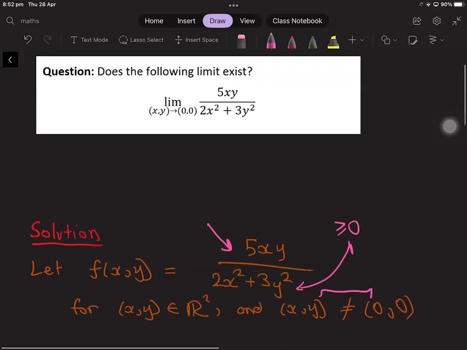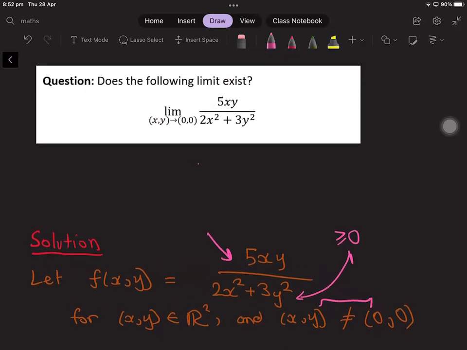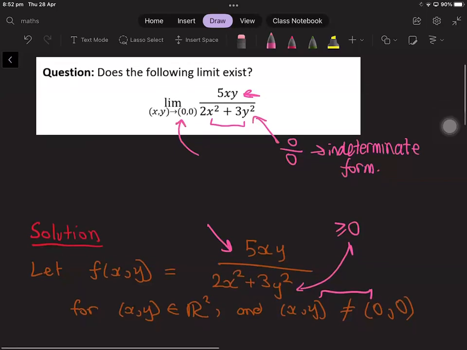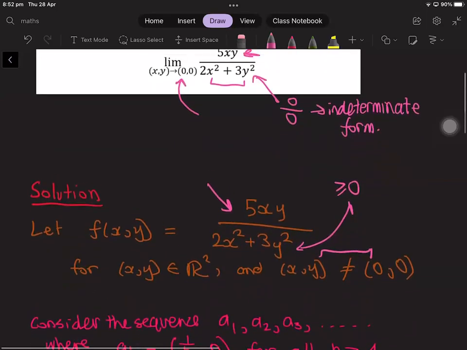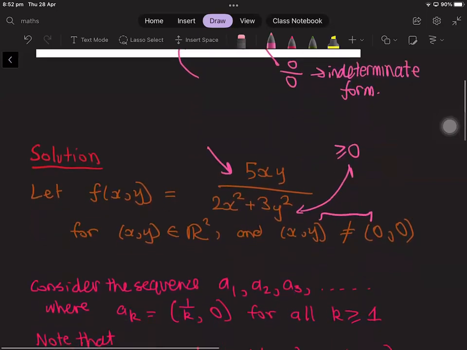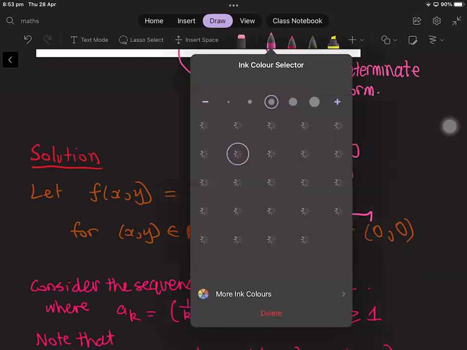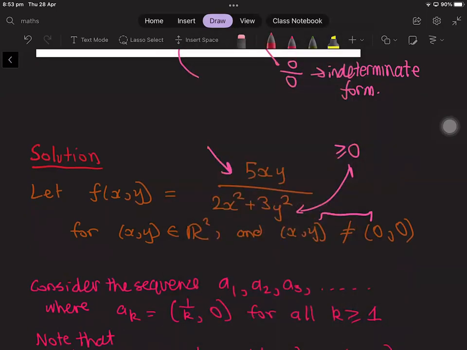And another thing we can observe is if we try to plug 0, 0 straight into this function, we get the 0 over 0 indeterminate form. So this doesn't tell us whether or not the limit exists. Okay, so what I'll do is look at two different sequences of coordinates and see how that can be useful.